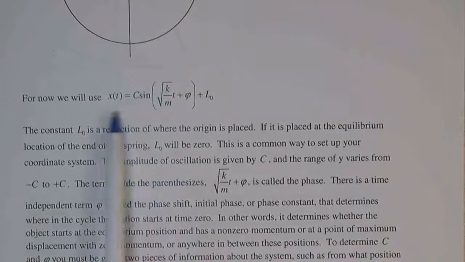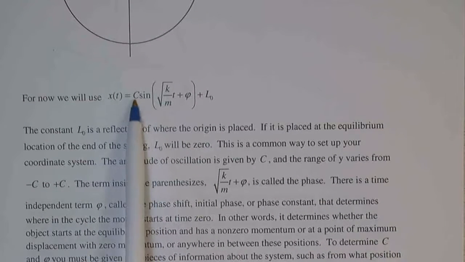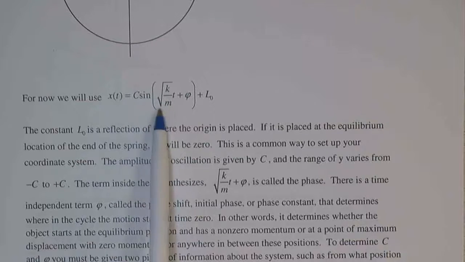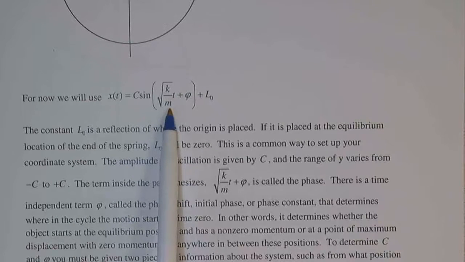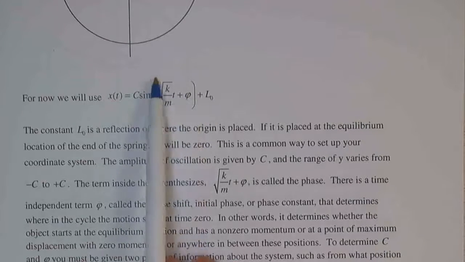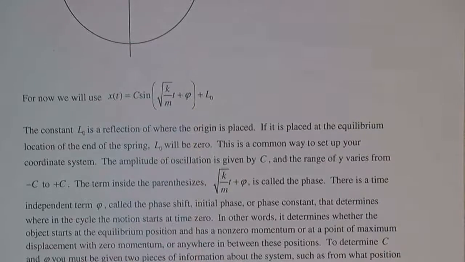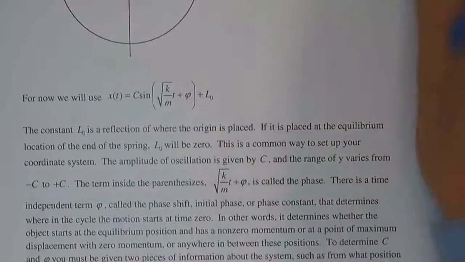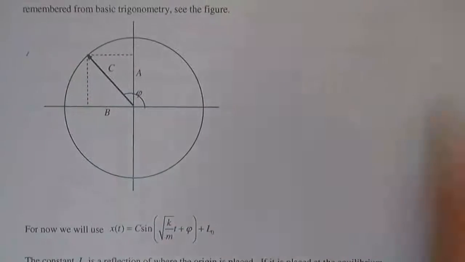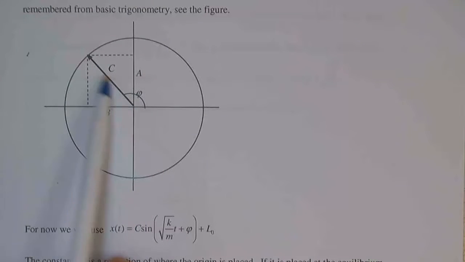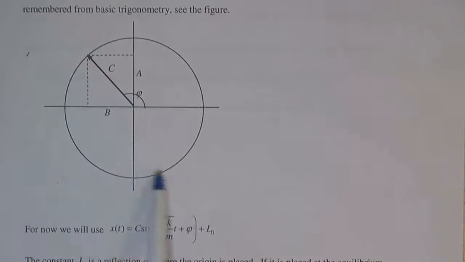Our solution is x of t equals our constant C times the sine of omega t plus the phase, where omega, the square root of k over m, we define as omega. So this is called the phase factor. This is the initial phase. When t equals 0, the argument is equal to phi, and sets where the vector starts. So you can represent this solution as a vector of length C, rotating around with a rate omega, starting at some initial phase given by phi.